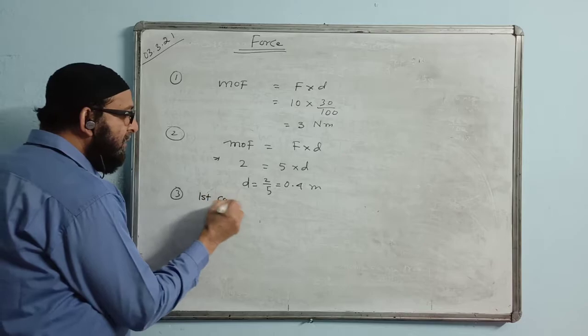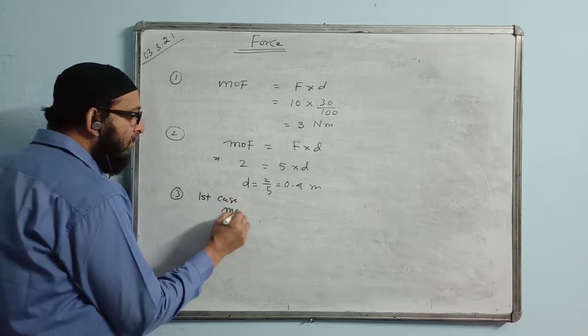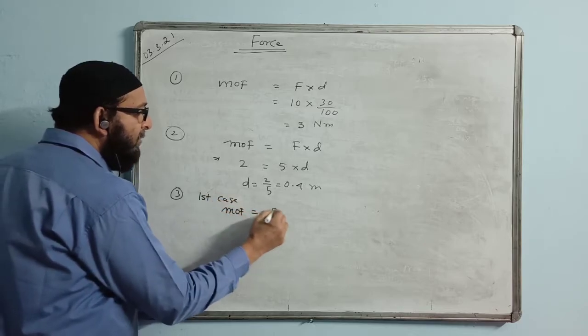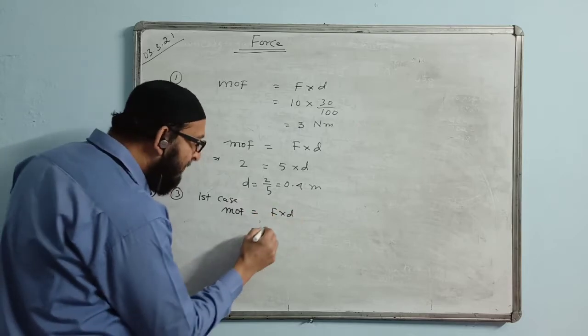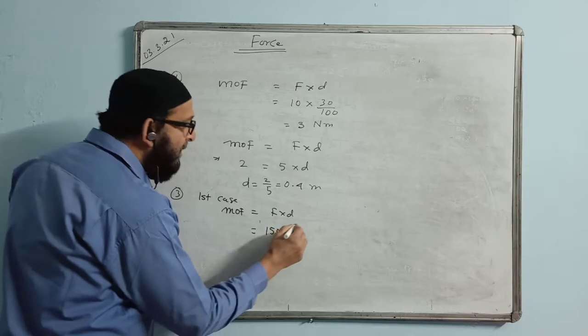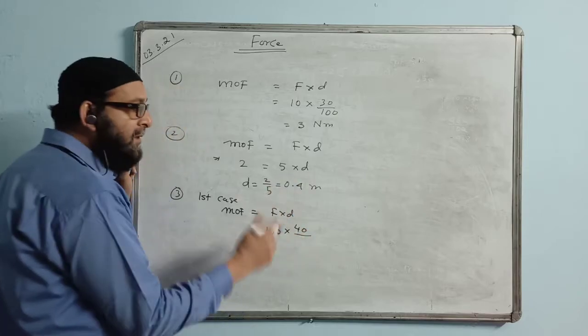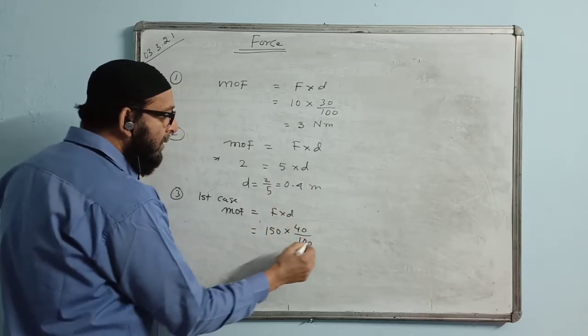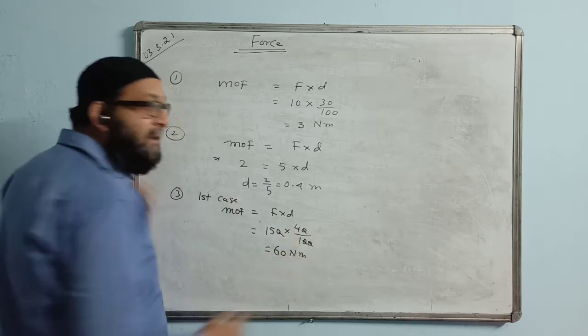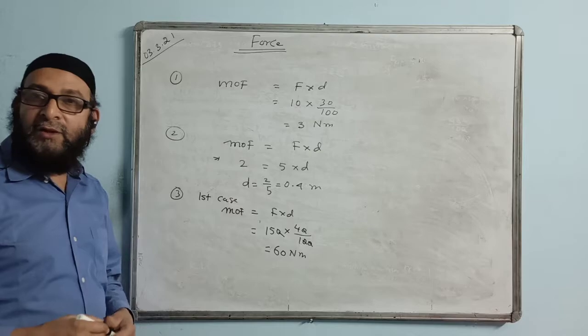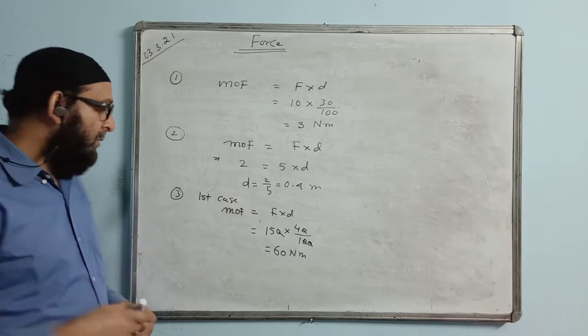First case. Again the moment of force formula is F into D. Force he is giving is 150 Newton at a distance of 40 centimeters. The lever handle is 40 centimeters, 40 by 100. Cancel it, answer is 60 Newton meter. That is, 60 Newton meter is the torque or the moment of force needed to turn the nut.